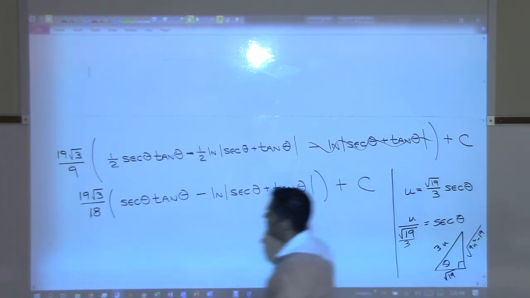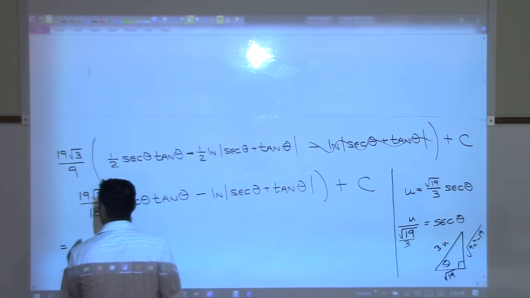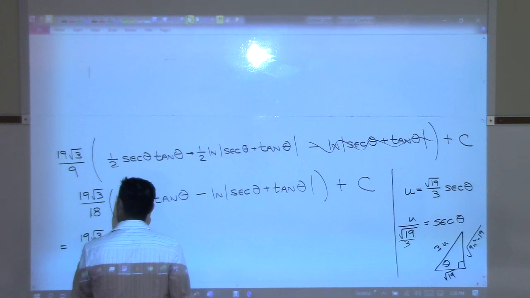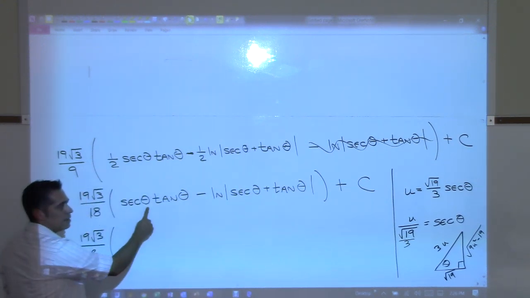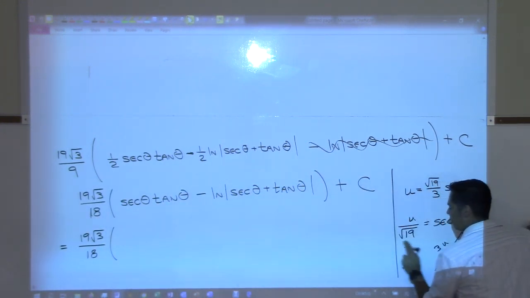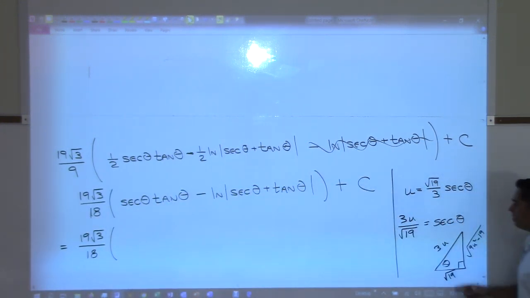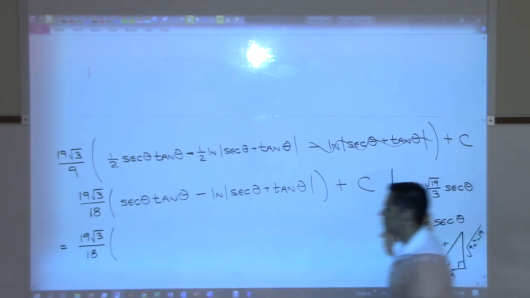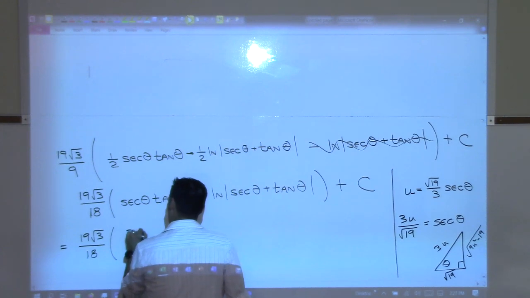All right, so we're here. We have 19 root 3 over 18, parentheses, secant theta. And I think I want to write this back the way we had it. This was like this, right? Look at secant theta. We actually know it, right? It's just 3u over root 19.